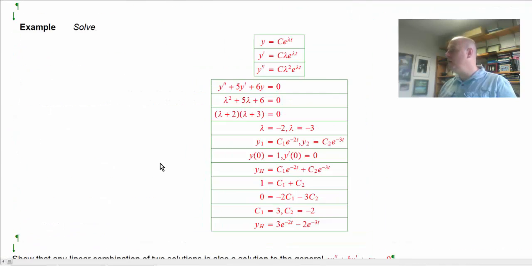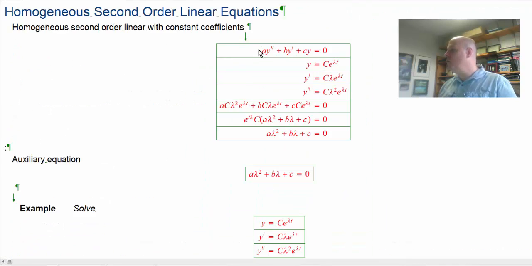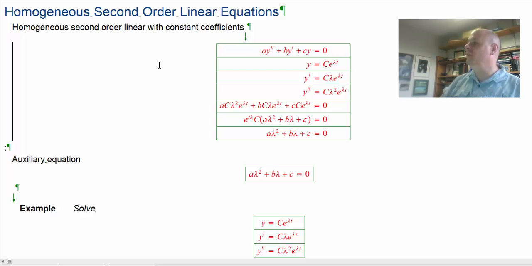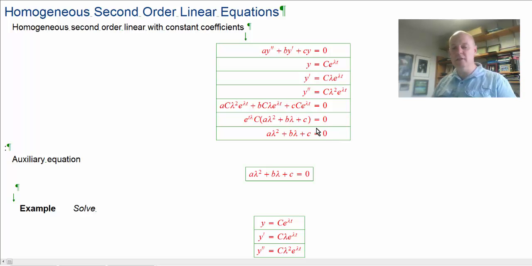So now we can solve equations of this form, homogeneous second order linear differential equations. We get the auxiliary equation, we factor it or use the quadratic equation to solve it, get the two lambdas, make our homogeneous solution a linear combination of the two little solutions, the two e to the lambda t's. If initial conditions are given, we can figure out what the c's are, and I guess we're done.